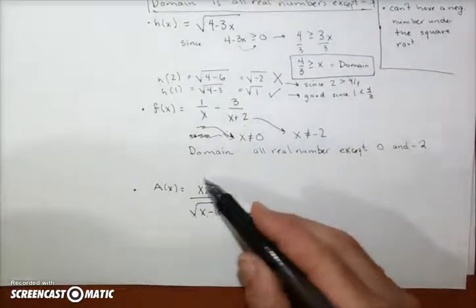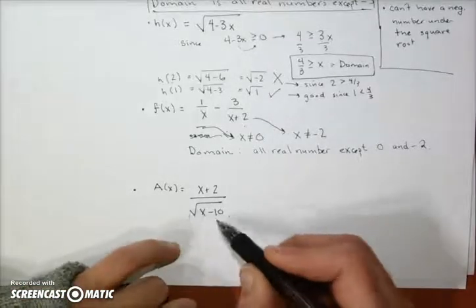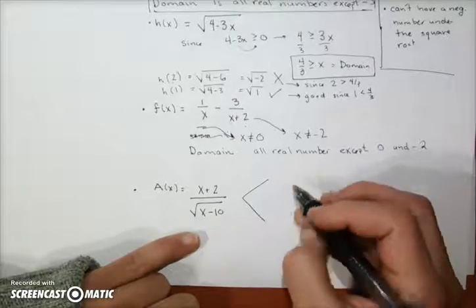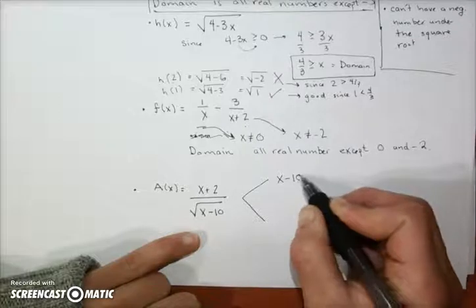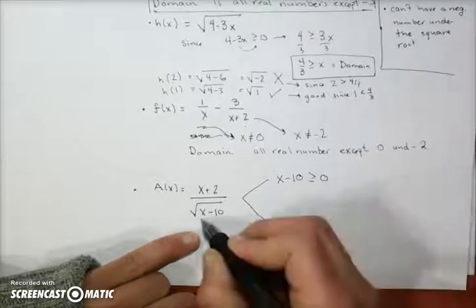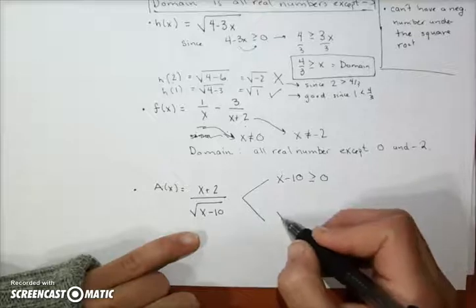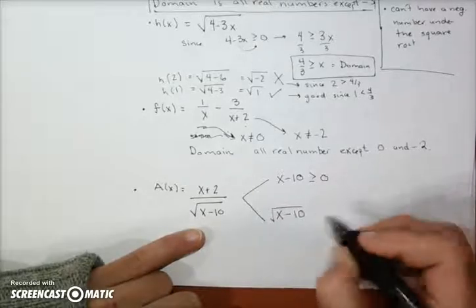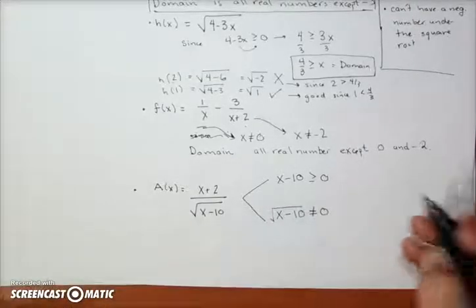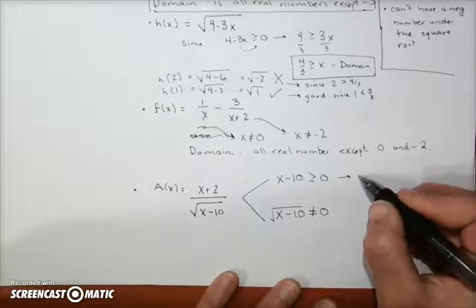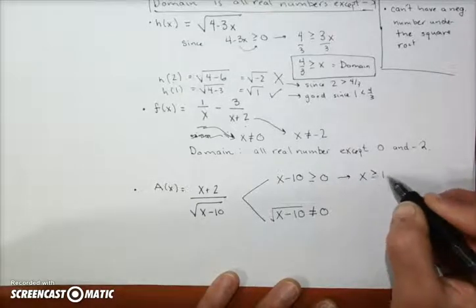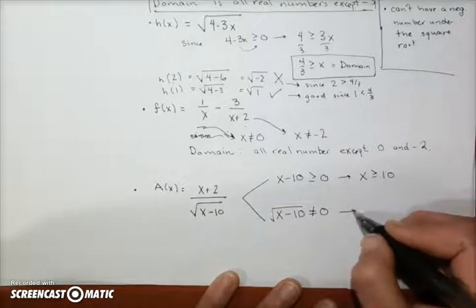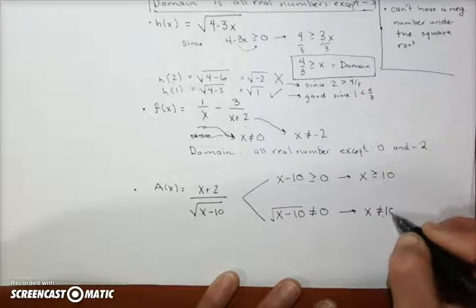And finally, in this last example, I have a fraction and I have a square root in the fraction. So I have 2 different rules to satisfy. X minus 10 has got to be bigger than or equal to 0 because I can't take the square root of a negative. And the square root of x minus 10 cannot equal 0 because I can't divide by 0. So this first rule tells me that x is bigger than or equal to 10 in order to be in the domain. The second rule tells me x cannot equal 10.